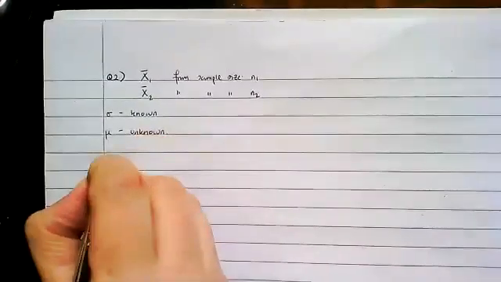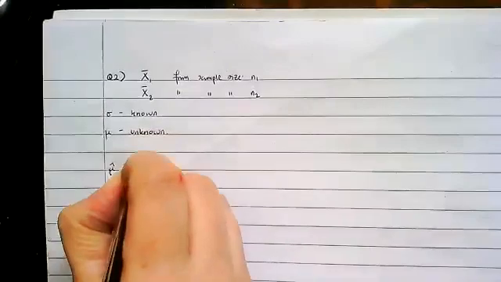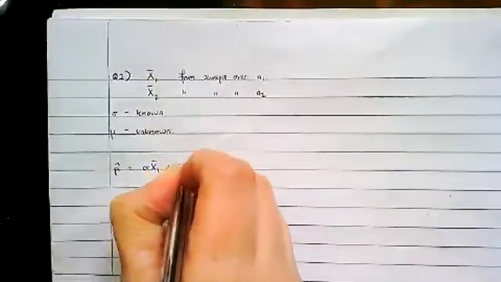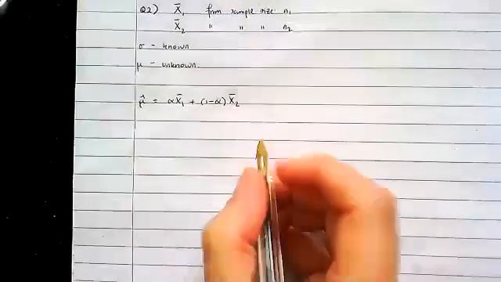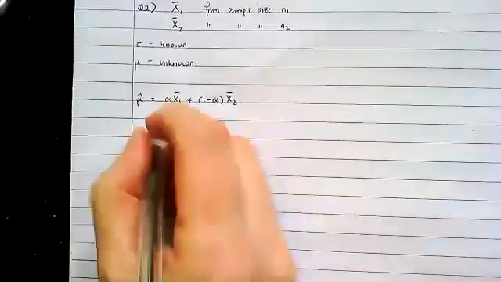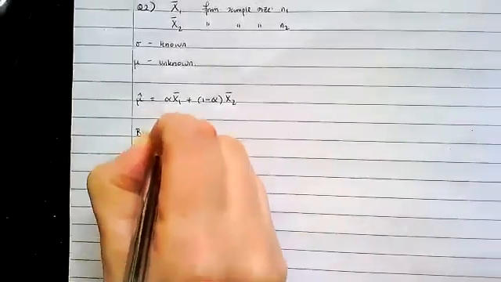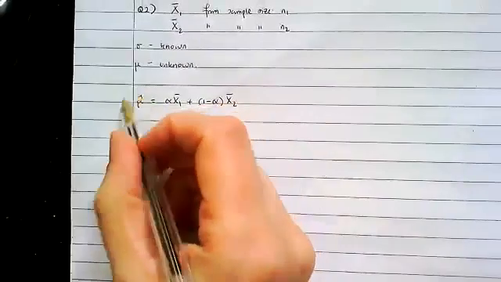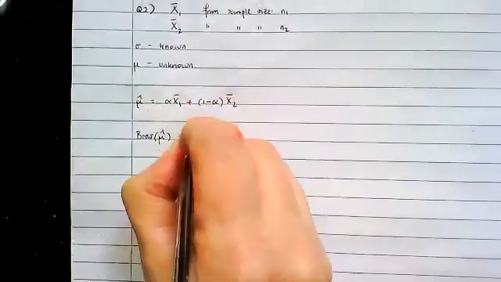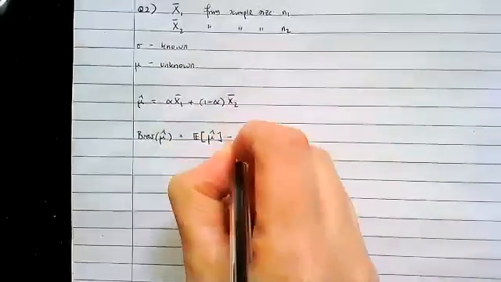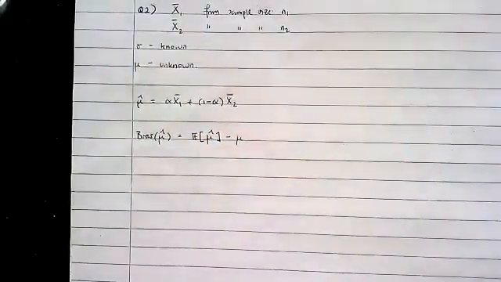The estimator we've been given is mu hat, and it's alpha times x1 bar plus 1 minus alpha times x2 bar. The first thing we've been asked to calculate is the bias. The bias of mu hat is going to be the difference between the expected value of mu hat and the actual value of the population mean, mu.